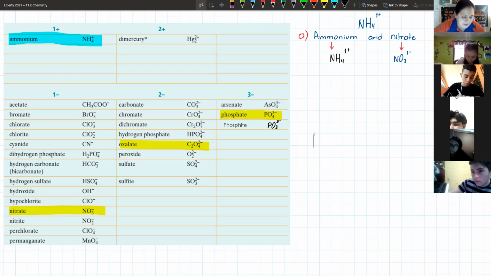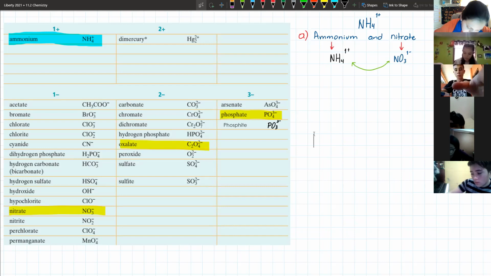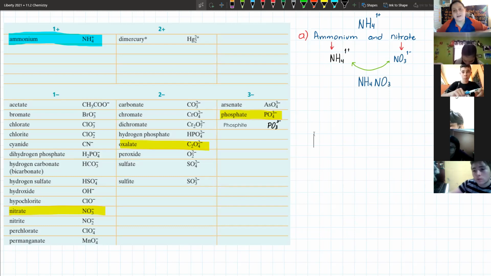So in the first place, we need to make them happy. We join them, the happy face, smile, and we're going to have NH4NO3. What happened with the charges? We ignore the charges. You don't need to crisscross them because they are both 1, so they cancel. In the end, no subscript will be written.